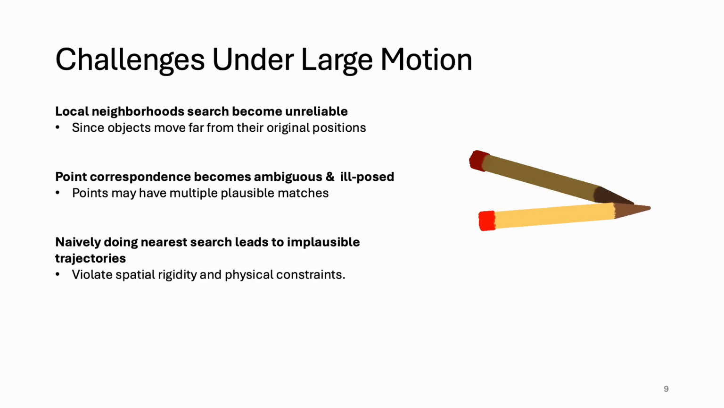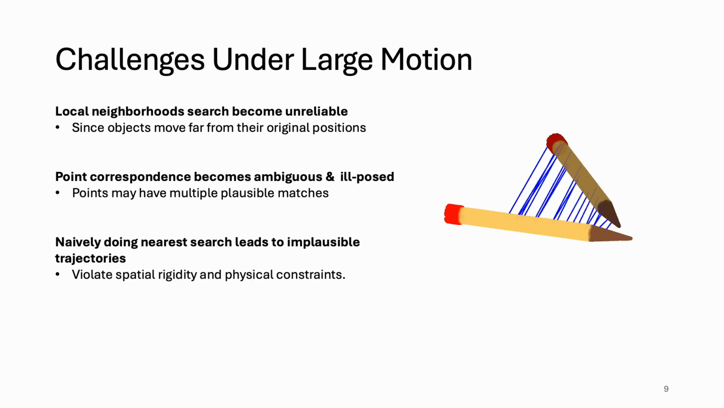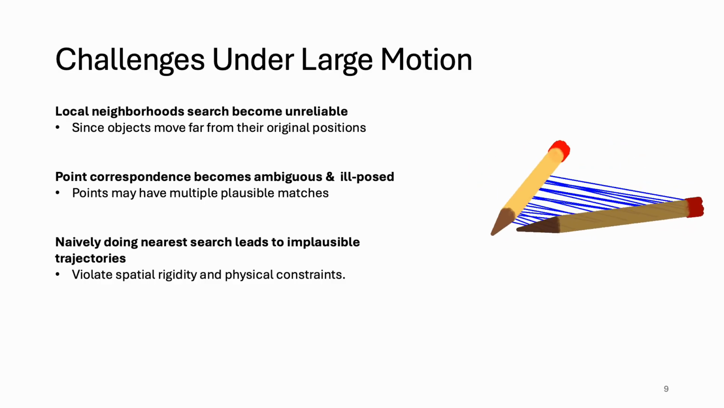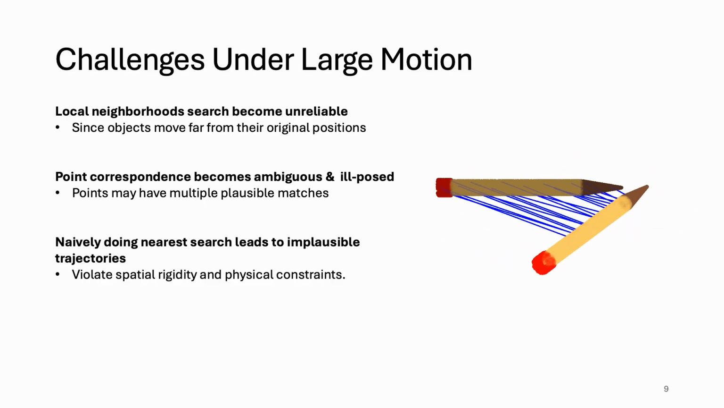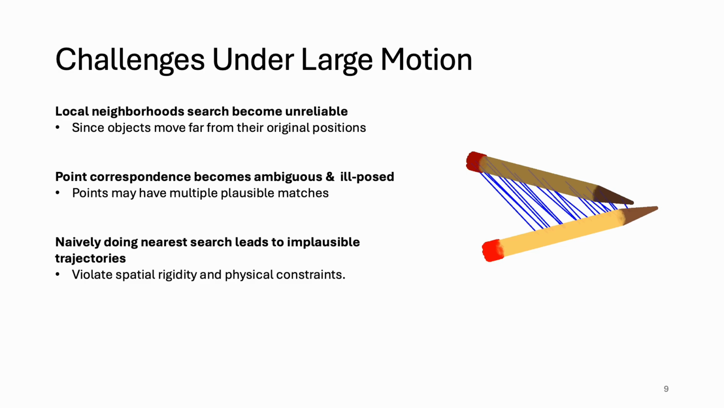Naively doing nearest neighbor search leads to implausible trajectories, which violate spatial rigidity and physical constraints. For example, in this, the end of the pencil does not have any correspondence, and if we use these correspondences to predict motion, we would violate spatial rigidity and physical constraints.